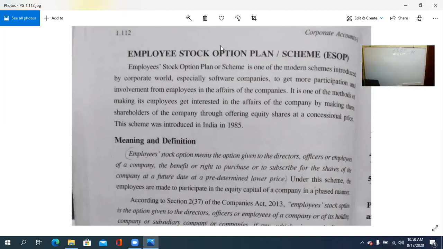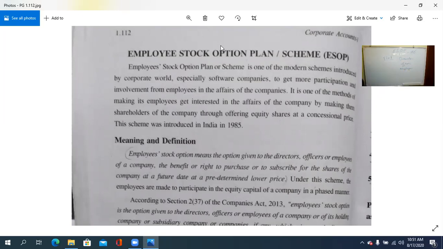So what is the meaning and definition of employee stock option scheme? It means the option given to the directors, officers, or the employees of a company, the benefit or right to purchase or to subscribe for the shares of the company at a future date at a predetermined lower price. All the employees should participate in that, not the company. So it is the option given to the directors, officers, and also the employees.